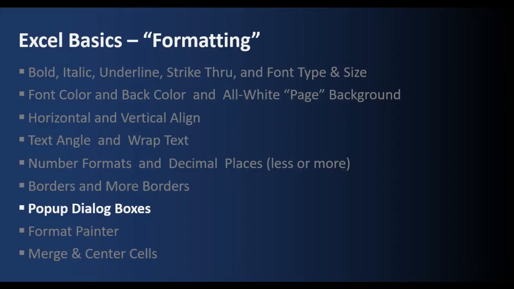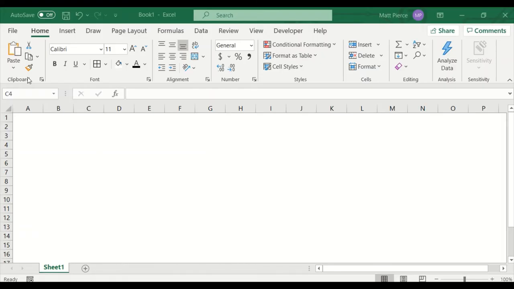Next up, the pop-up dialog boxes for many of the toolbar button areas that we were looking at above. Notice on the toolbar that you have these little pop-out buttons for several of the toolbar areas. Now these three, number, alignment, and font, all pop up their own dialog. We'll look at that in a minute. The clipboard does its own thing.